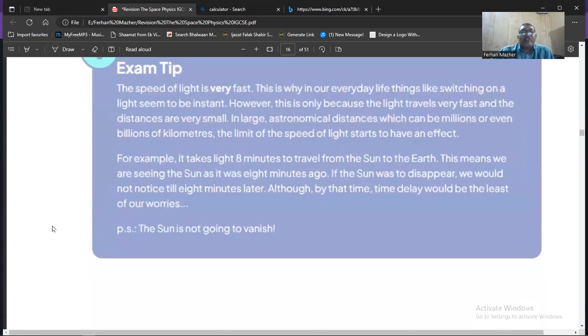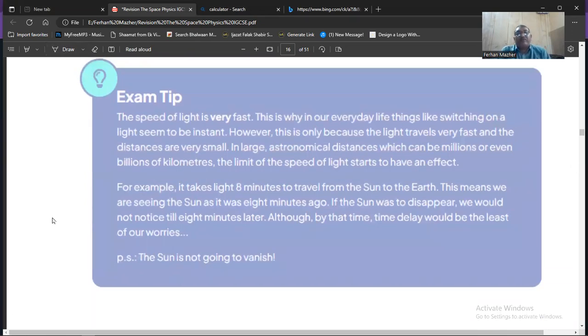Exam tip: the speed of light is very fast. This is why in our everyday life, things like switching on a light seem to be instant. However, this is only because light travels very fast and the distances are very small. At large astronomical distances, which can be millions or even billions of kilometers, the limit of the speed of light starts to have an effect.